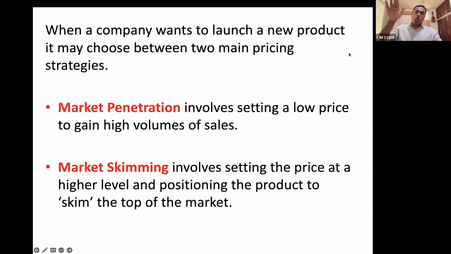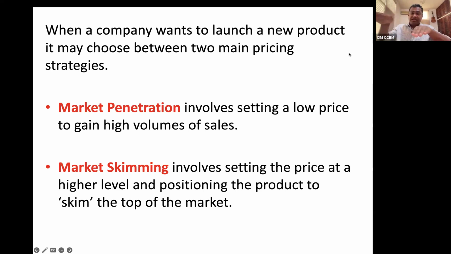Do they offer a low price? That's market penetration, and you expect a lot of sales from the time they launch it. Or do they skim the market? That involves setting a very high price, a very high priced positioning, attracting only a few customers during the first month. So Apple uses the market skimming strategy.